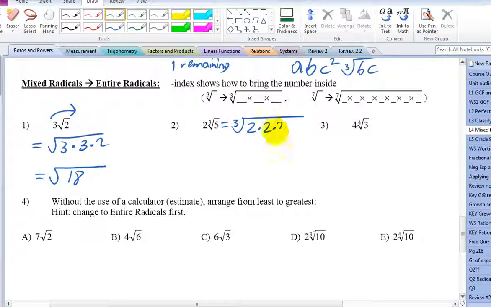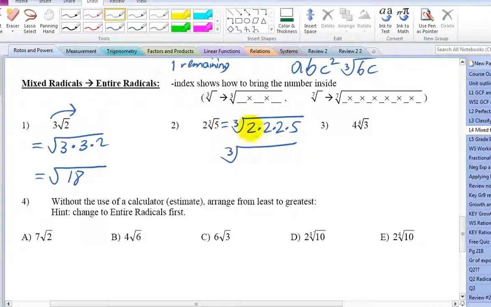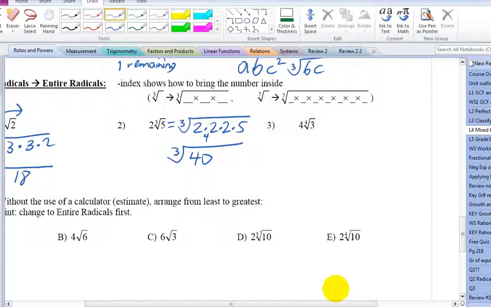Go on. Okay, so 2 times 2 is 4, times 2 is 8, times 5 is 40. So cube root 40. How many people got that? Hands up. Awesome. Last one, go ahead. Use your calculator for that if you will. I cheated with my work. You're welcome to cheat too.